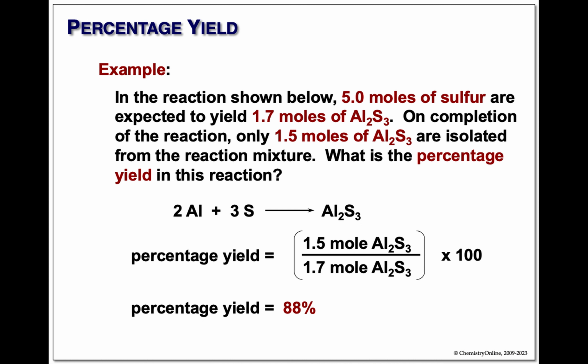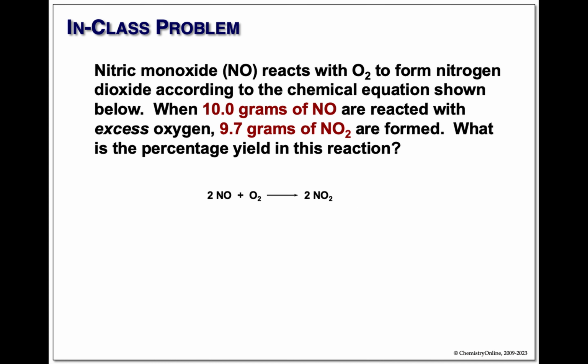All right, one more. Nitrogen monoxide reacts with oxygen to give 2 moles of nitrogen dioxide. Okay? We start off with 10.5 grams of NO. Oxygen from the room is in excess. We wind up with 9.7 grams of NO2. What's the yield?